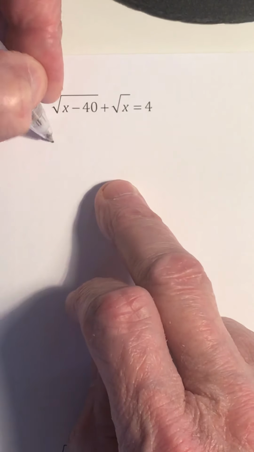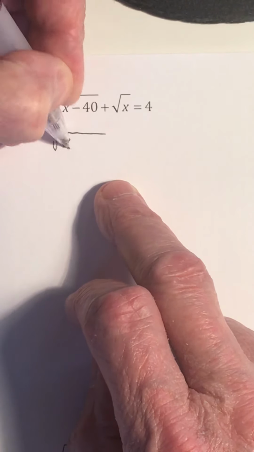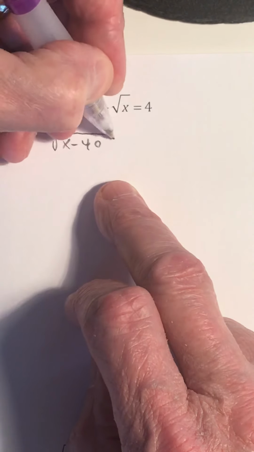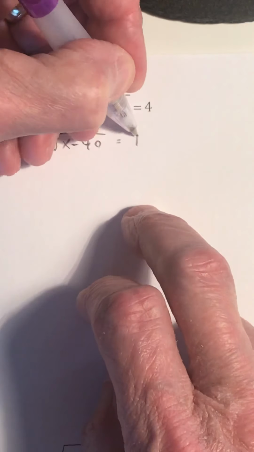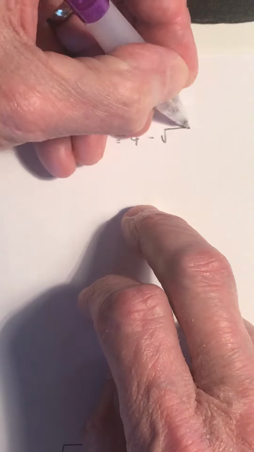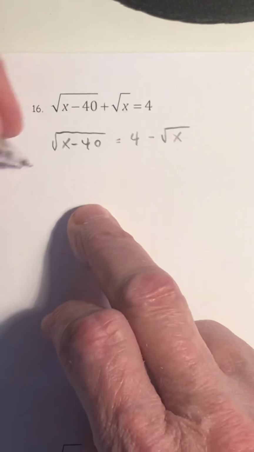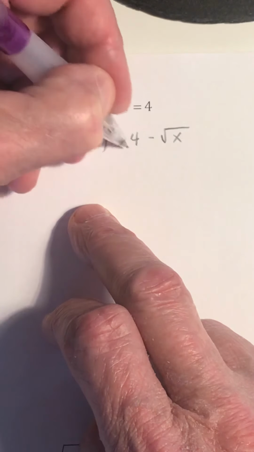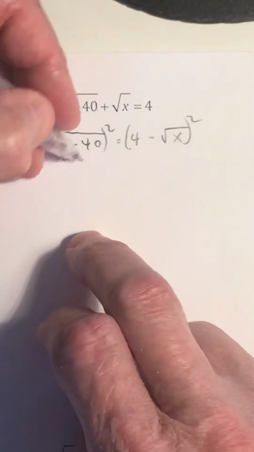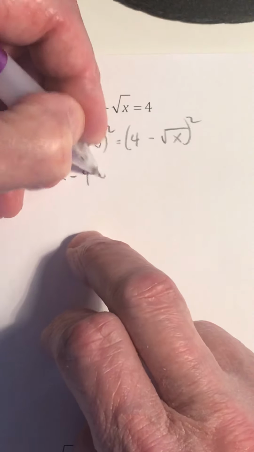That'll leave me with this on the left side, square root x minus 40. And on the other side, I'll have 4 take away square root x. I'll square both sides, and that will get rid of the left-hand radical. So that makes it x minus 40.